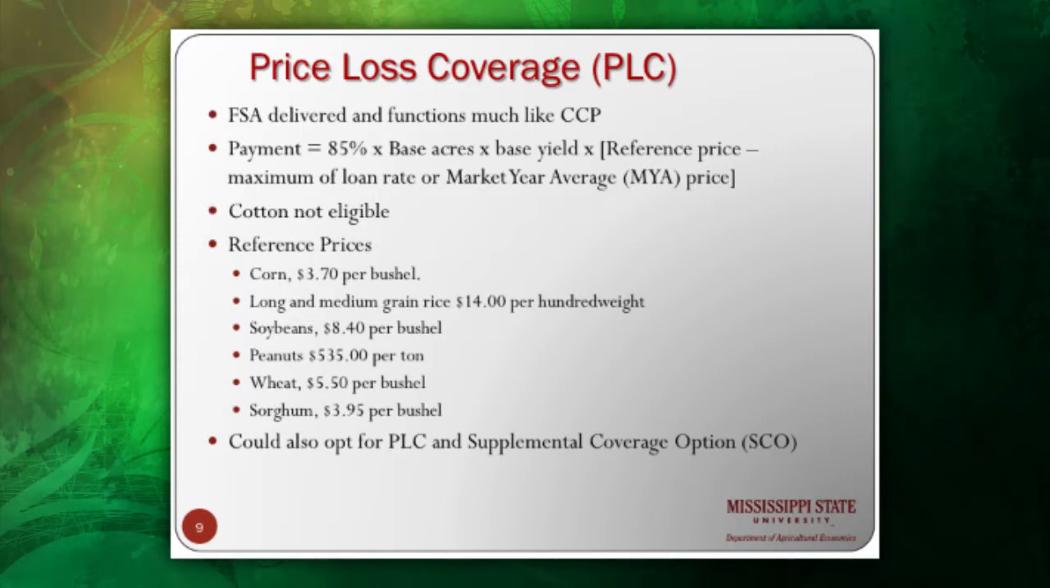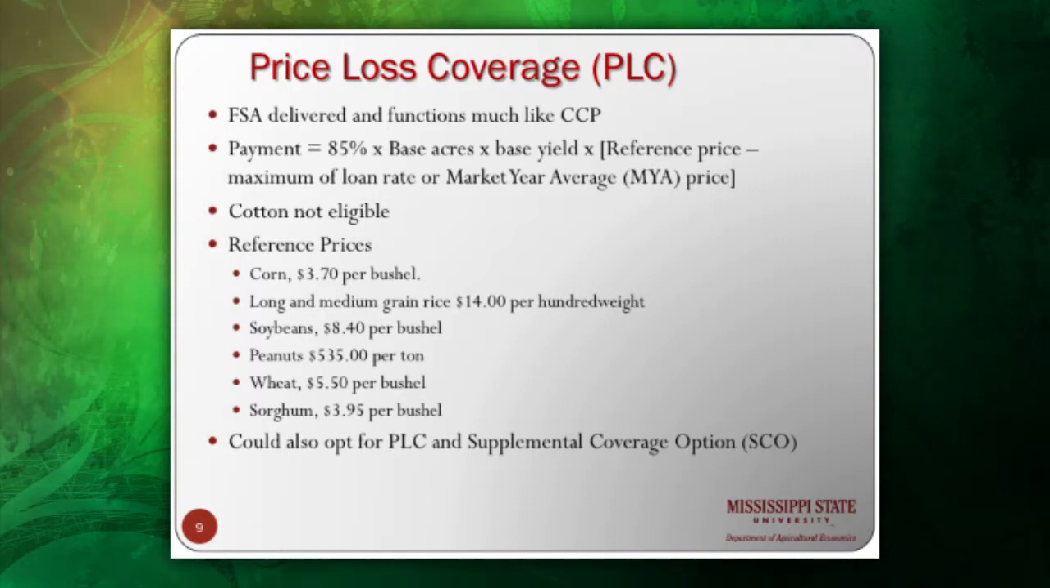Cotton is no longer eligible for a price-triggered program. And so for the commodities that do have PLC available, the reference price is a key number. So for corn, it's $3.70 a bushel. For long and medium grain rice, it's $14 per hundredweight. For soybeans, it's $8.40 per bushel. Peanuts, $535 per ton. Wheat, $5.50 per bushel, and sorghum, $3.95 per bushel.